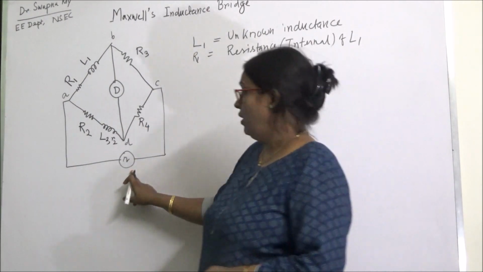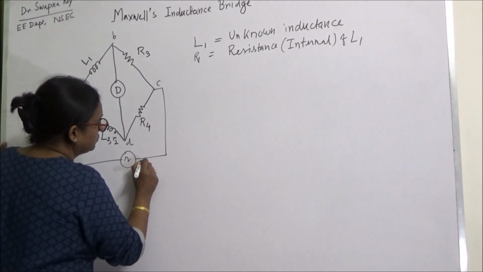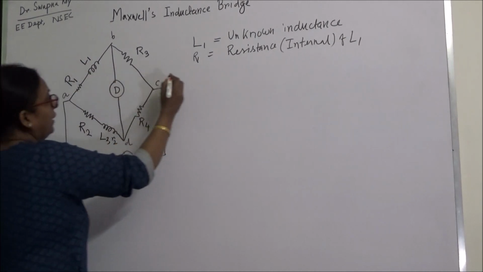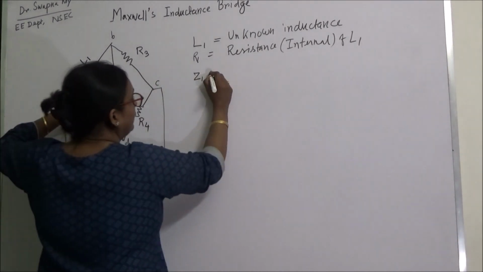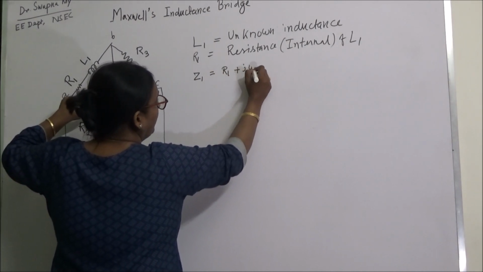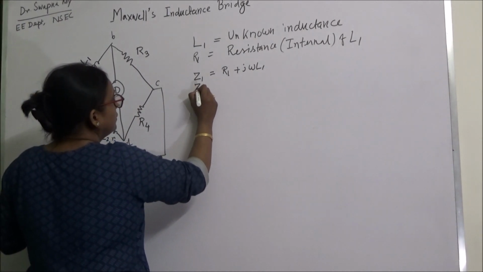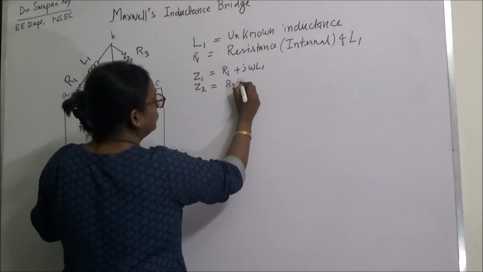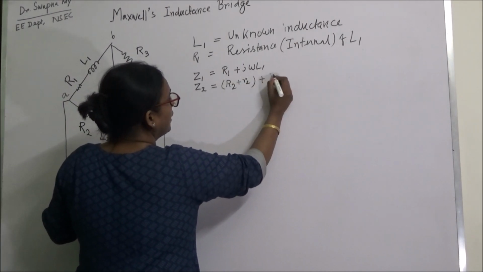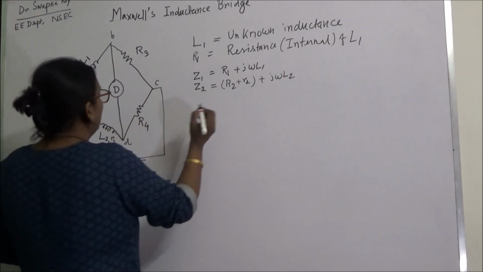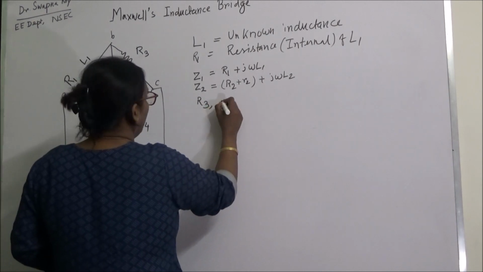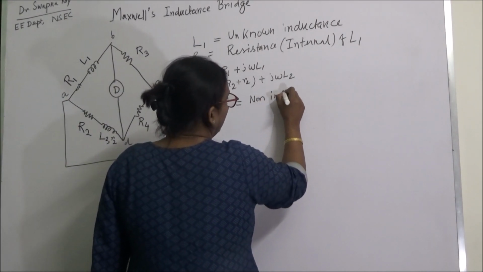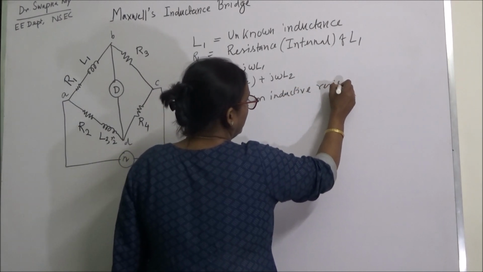This one is an AC bridge, so alternating supply E is connected to the bridge between the point A and C, and Z1, the impedance of arm 1, is equal to R1 plus j omega L1. Z2 is equal to R2 plus small r2 plus j omega L2. Now R3, R4, these are non-inductive resistance.